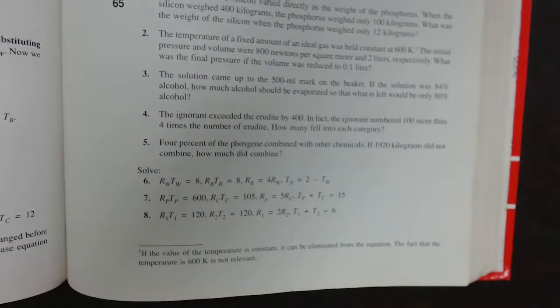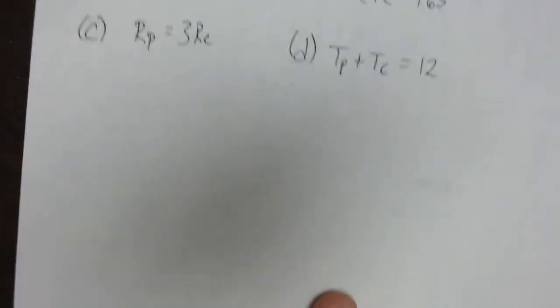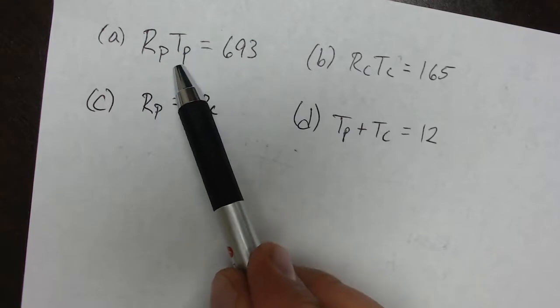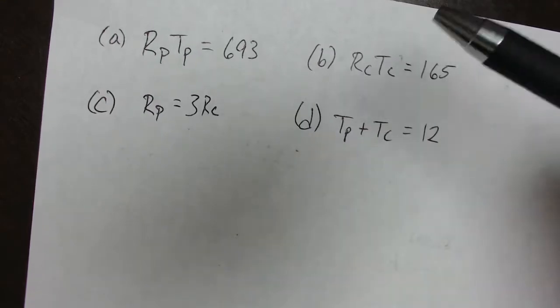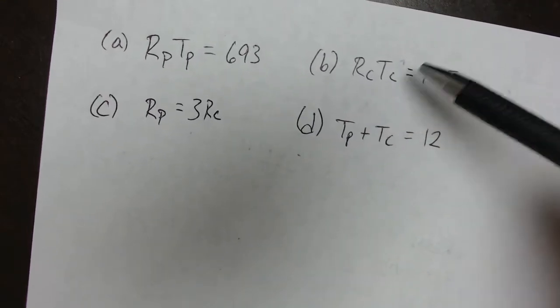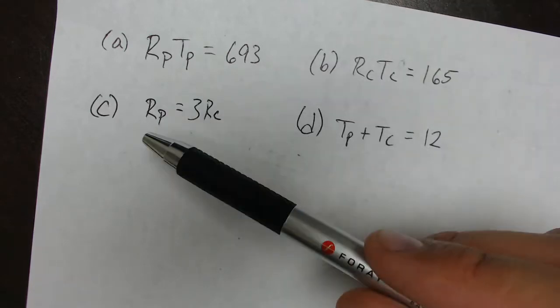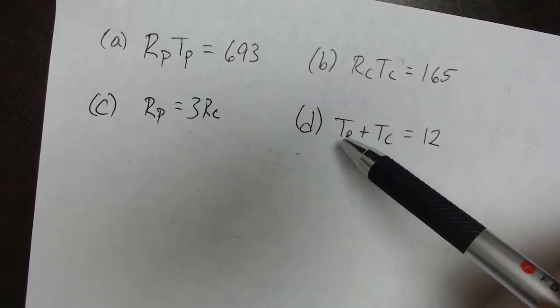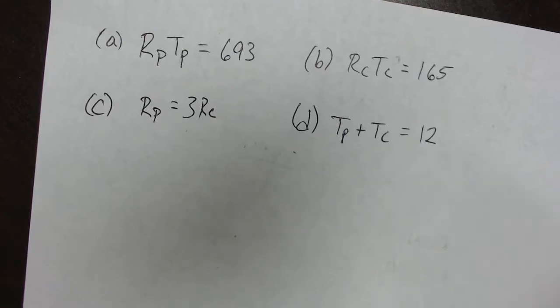Let me see here. I'm just going to copy one real quick. All right, so here is the system of equations they give us. They tell us that the rate of P times the time of P equals 693. The rate of C times the time of C equals 165. The rate of P is equal to 3 times the rate of C. And time of P plus time of C is equal to 12.